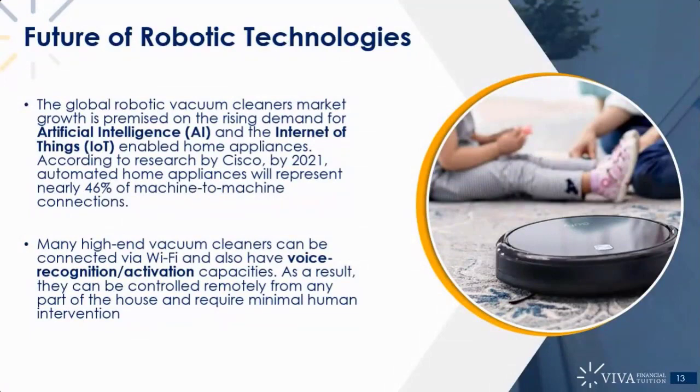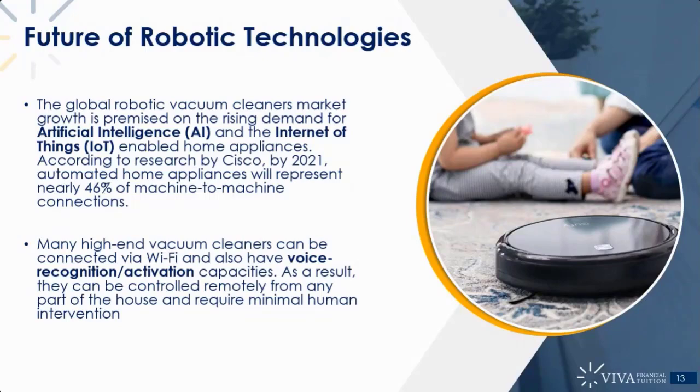The global robotic vacuum cleaners market growth is premised on the rising demand for artificial intelligence. Again, that comes up in your e-studies, and the Internet of Things enabled home appliances. According to research by Cisco, by 2021, next year, automated home appliances will represent nearly 46% of machine-to-machine connections within the household. So 46% of household devices' interconnectivity is going to be accounted for by these kinds of home appliances.